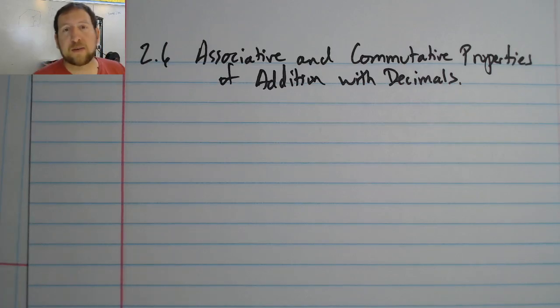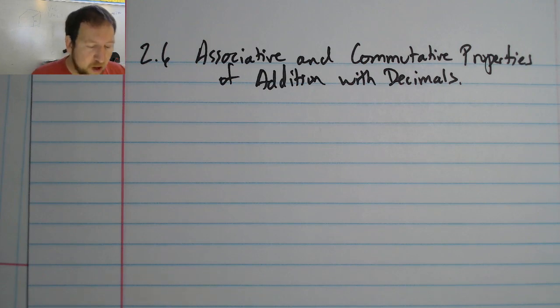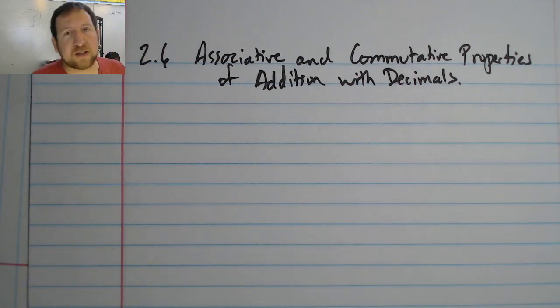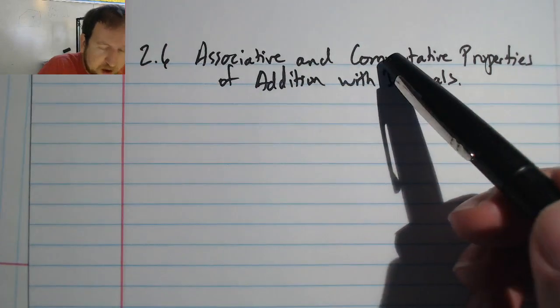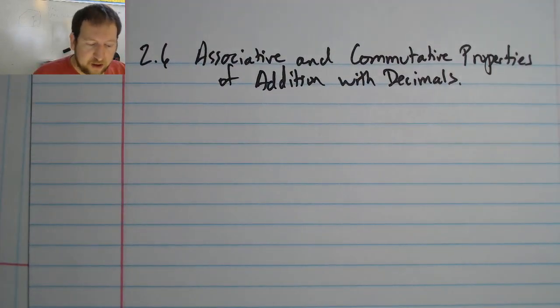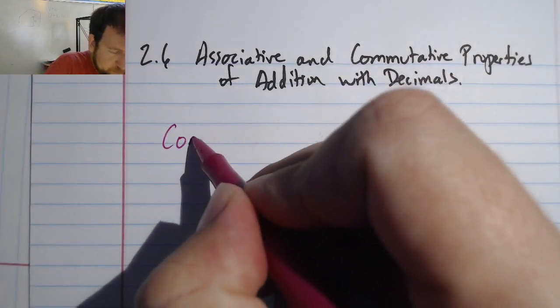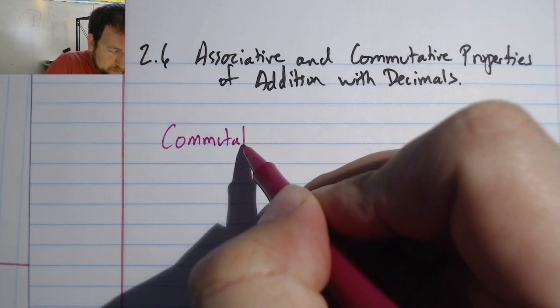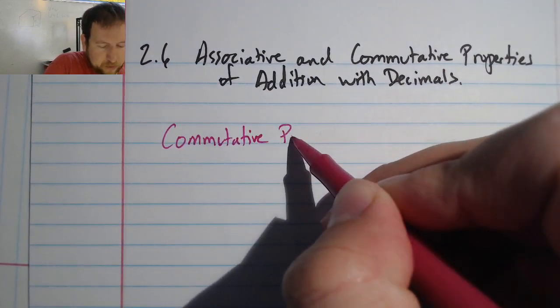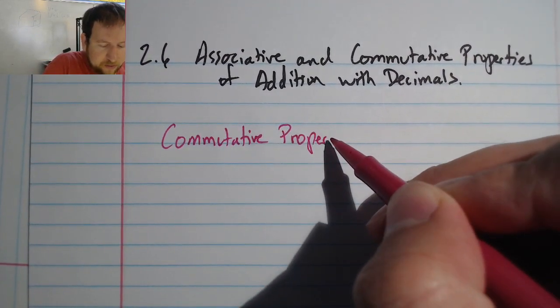All right, today I want to talk about section 2.6, associative and commutative properties of addition with decimals. We've been focusing on decimals, so we're going to be looking at these two properties through the lens of decimals, and they're important. This first one I want to talk about is the commutative property. And there's a word in here, property.